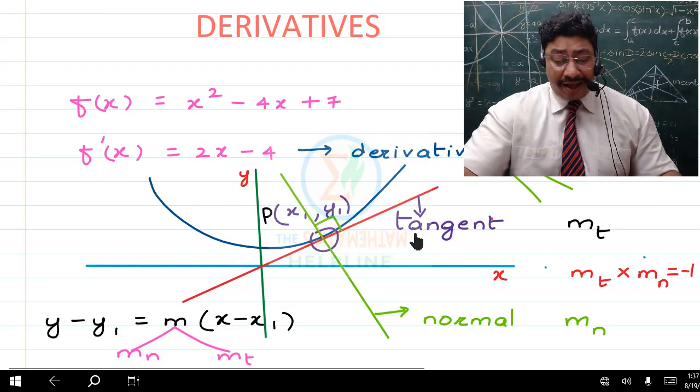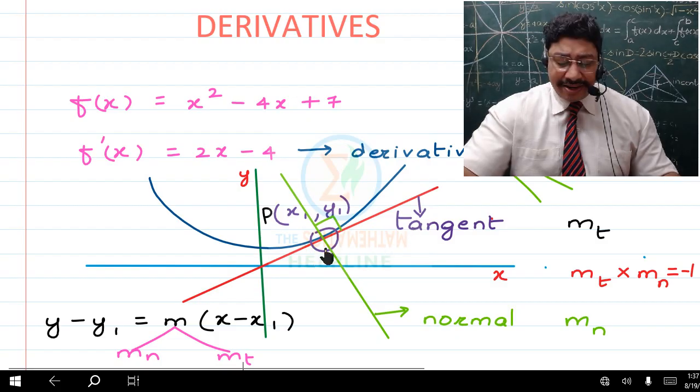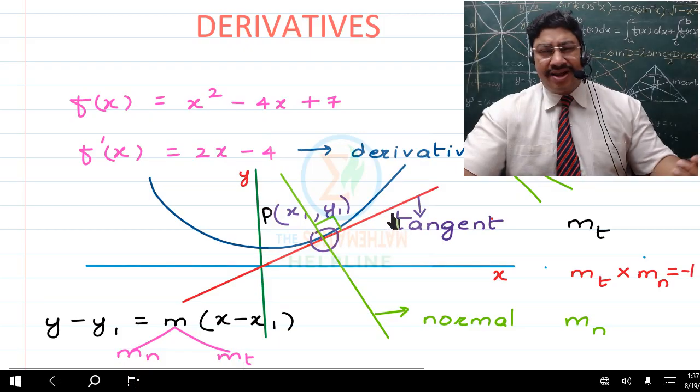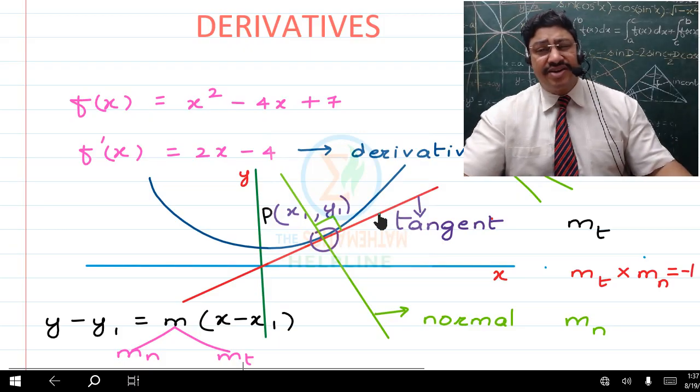Now in order to find out the slope of this tangent, either we can find out this angle, right, which normally has to be done geometrically, and that is a different entity.